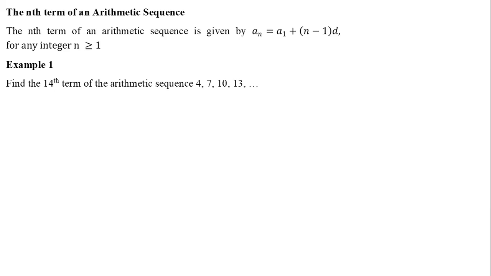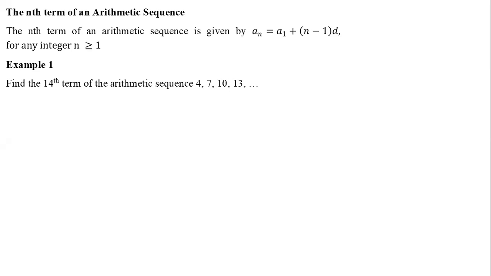Example 1. Find the 14th term of the arithmetic sequence. We are only given 4 terms, then they ask us to find the 14th term. If you want to continue writing, it will take you time. Just apply the formula. What is the first term? What is my A1? 4. Now, what is the common difference? It is the difference between a term and the preceding one. 3. Thank you. Then my A14 is going to be 4 plus 14 minus 1 times 3. 14 minus 1 is 13. 13 times 3 is 39. 39 plus 4 will now give me what? 43.